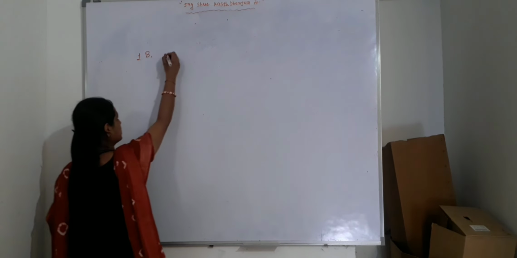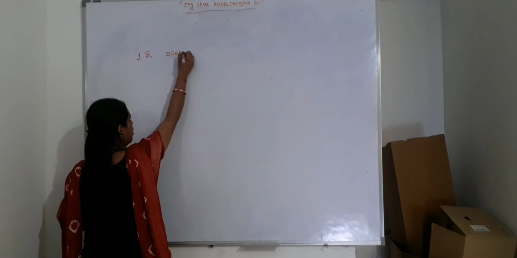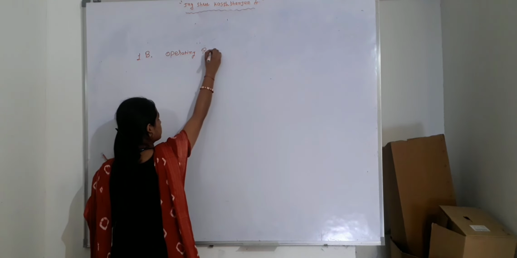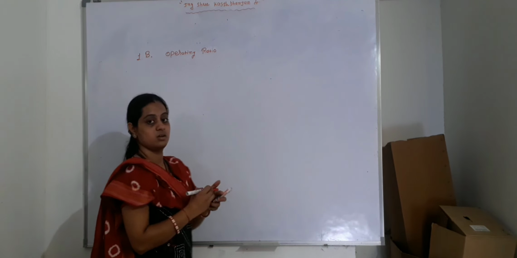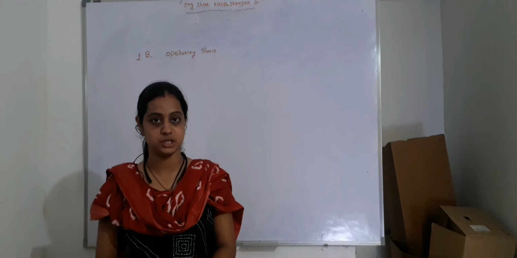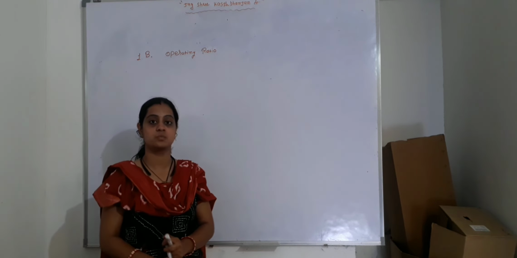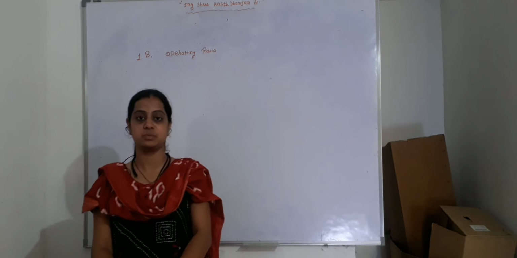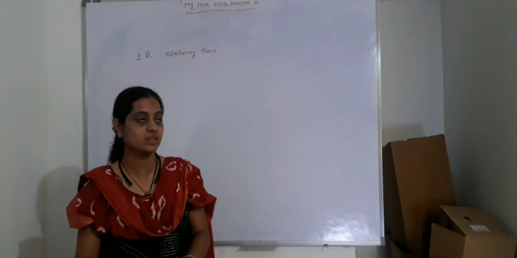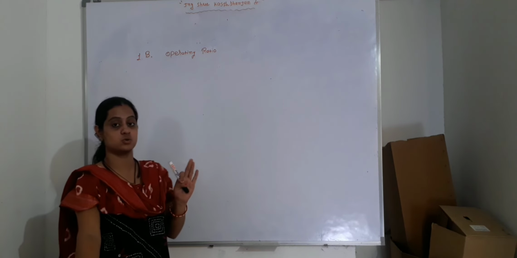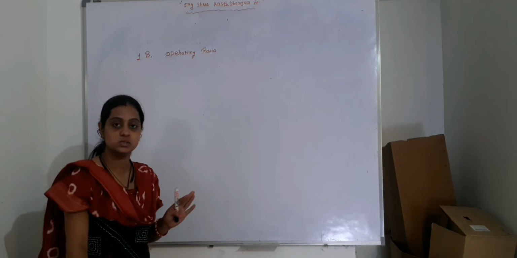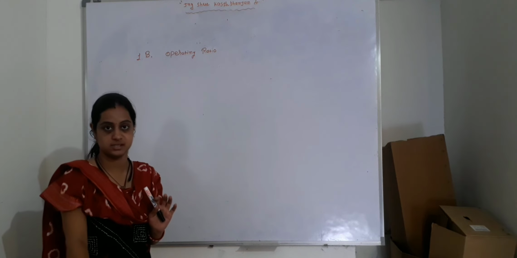1B, operating ratio. Operating ratio is an expense based ratio. In this ratio we find the relation between operating expenses and sales. So this ratio shows the proportion between operating expense or operating cost and net sales.